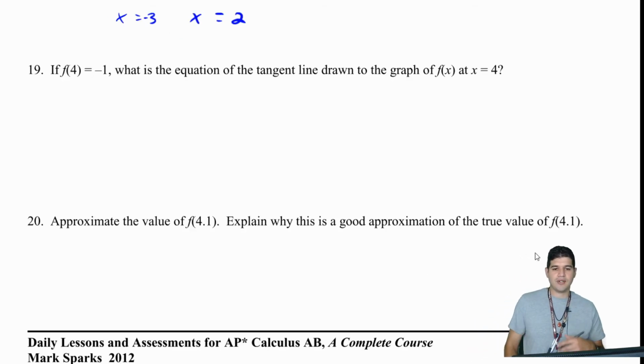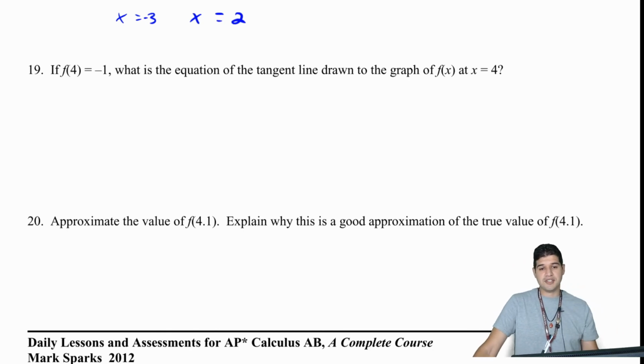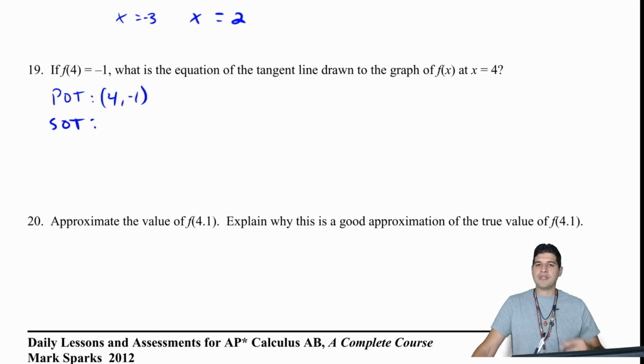So now we want to say, okay, if f of 4 equals -1, what is the equation of the tangent line? So f of 4 is -1. So we have our point of tangency given to us. That's going to be 4, -1. Now we want to find our slope of the tangent line. So I'm going to substitute that into my original function, f prime.